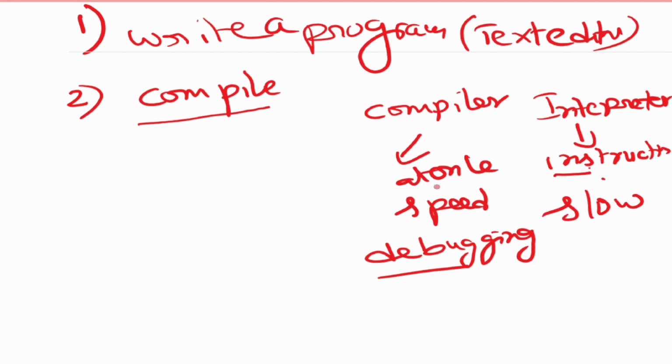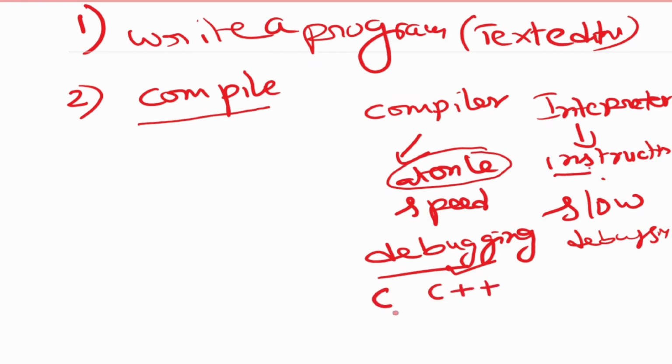A compiler translates at once, so we cannot know where the problem lies. Debugging is difficult here, while with an interpreter debugging is very easy. Among the languages, C and C++ are compiled languages. JavaScript and Python use interpreters. So JS and Python are slow compared to C and C++.